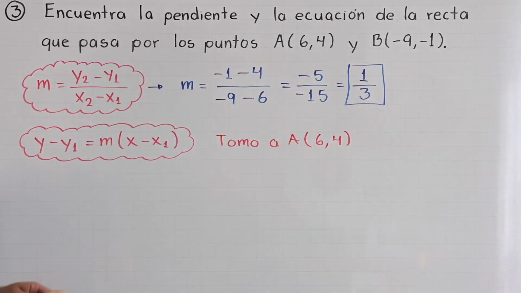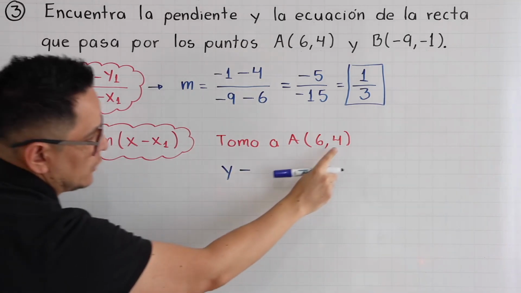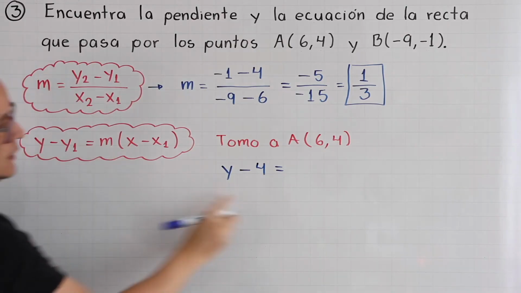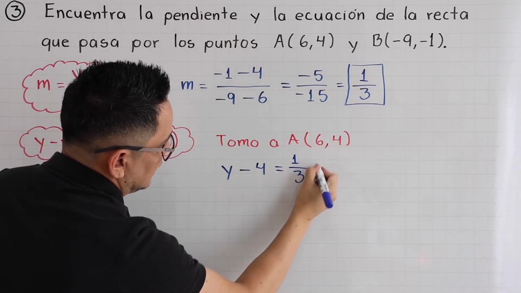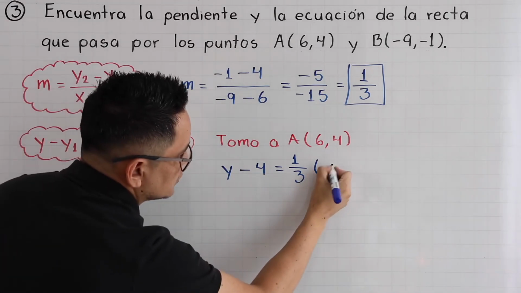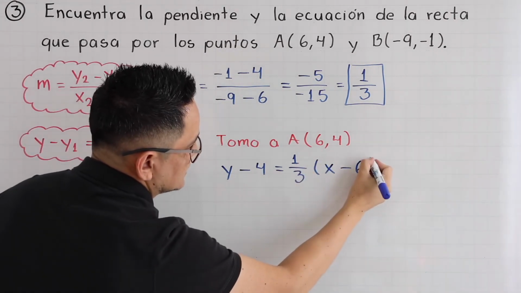All right, so let's just substitute then. I get y minus y1, so we write minus y1, which in this case is 4, that's equal to m, which we already calculated was 1/3. So let's write it down. We open parentheses, and then it's x minus x1. So we write x minus x1, which in this case will be 6. Done.